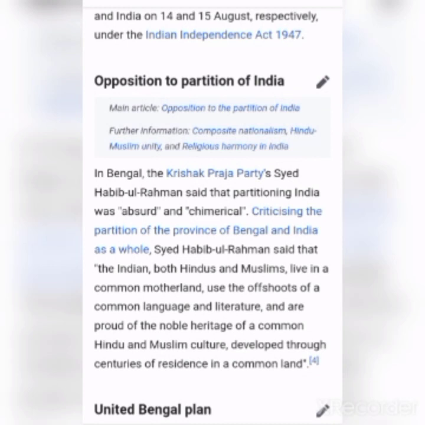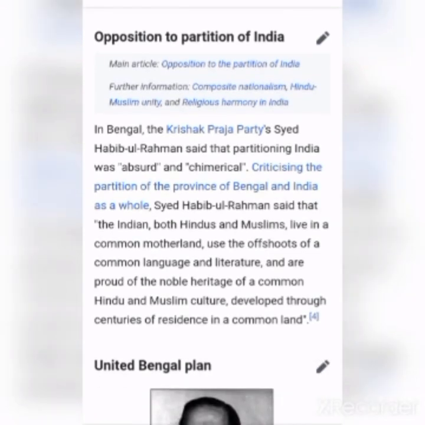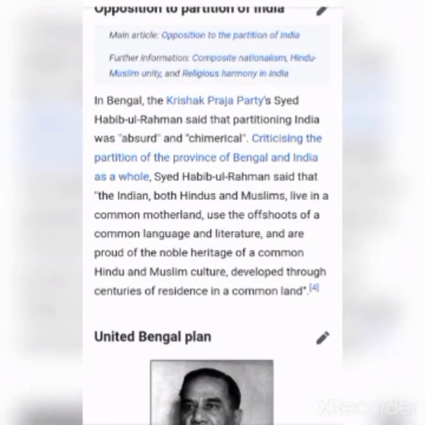The Krishak Praja Party's Habib ur-Rahman said that partitioning India was absurd and chimerical, criticizing the partition of the province of Bengal and India as a whole. Sayyid Habib ur-Rahman said that the Indians, both Hindus and Muslims, live in a common motherland, use offshoots of a common language and literature, and are proud of the noble heritage of a common Hindu and Muslim culture, developed through centuries of residence in a common land.